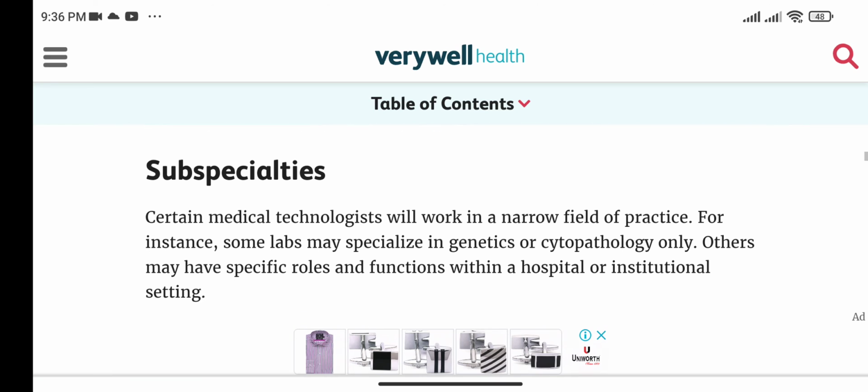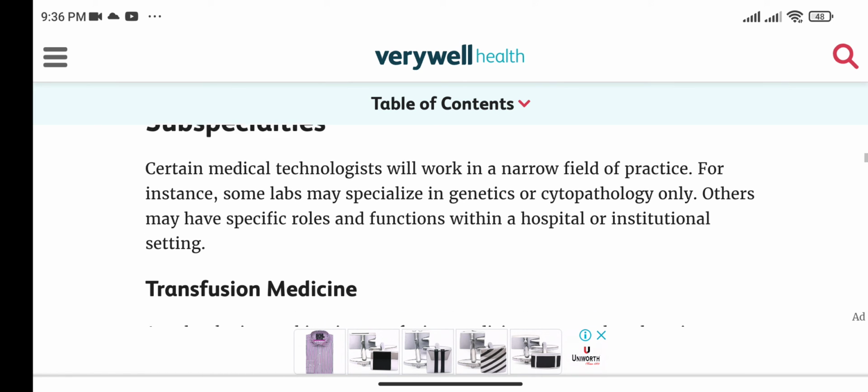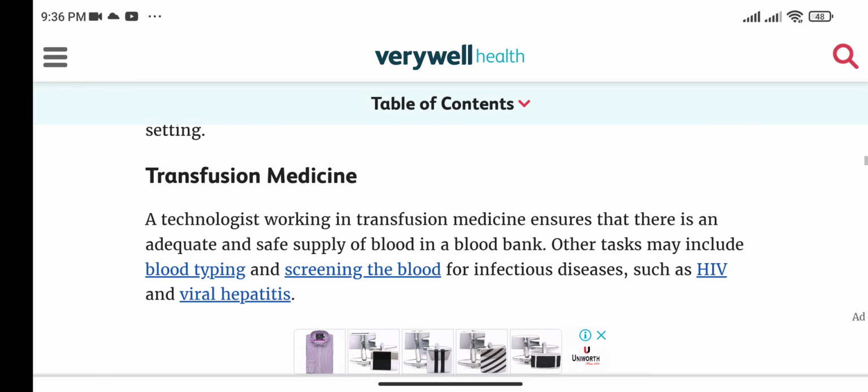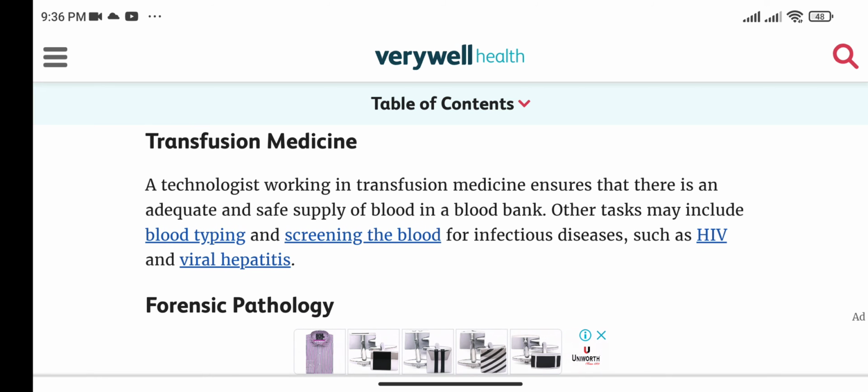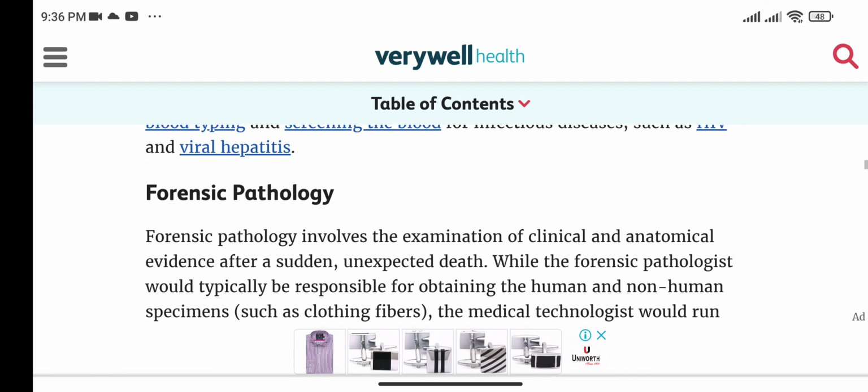Subspecialties. Certain medical technologists will work in a narrow field of practice. For instance, some labs may specialize in genetics or cytopathology only. Others may have specific roles and functions within a hospital or institutional setting. Transfusion medicine. A technologist working in transfusion medicine ensures that there is an adequate and safe supply of blood in a blood bank. Other tasks may include blood typing and screening the blood for infectious diseases such as HIV and viral hepatitis.